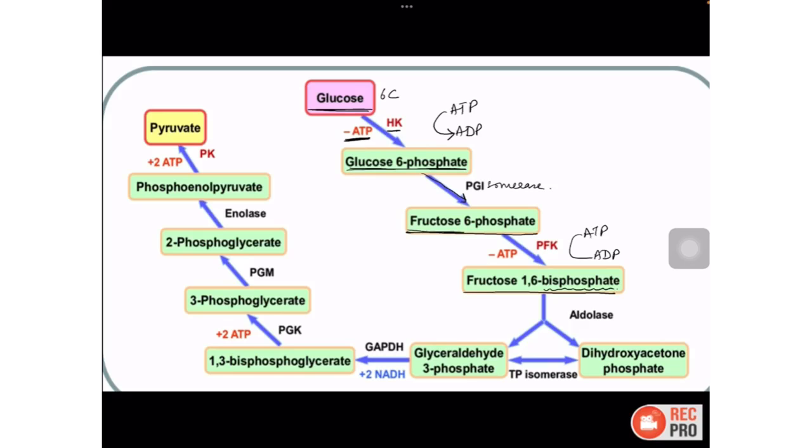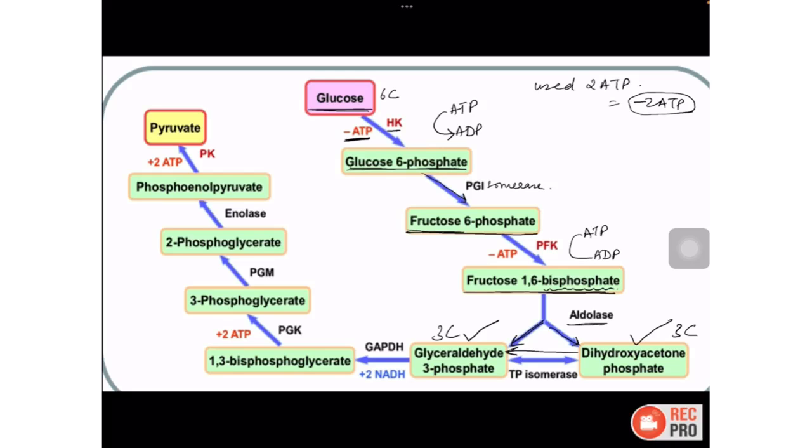After this, aldolase will come into action. It will cleave the compound. It will cleave fructose 1,6-biphosphate into two isomers, right? One is glyceraldehyde 3-phosphate. The other is dihydroxyacetone phosphate. If dihydroxyacetone phosphate is formed, it will again form glyceraldehyde 3-phosphate, right? These both are 3 carbon compounds, right? And till now, we have used 2 ATP molecules. That means minus 2 ATP. Let us keep this in mind.